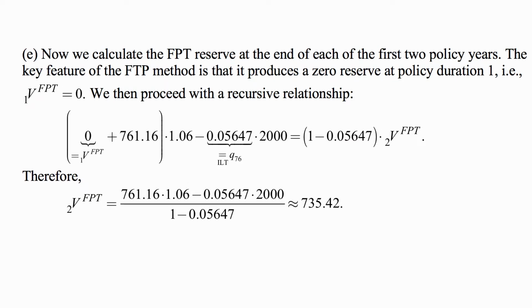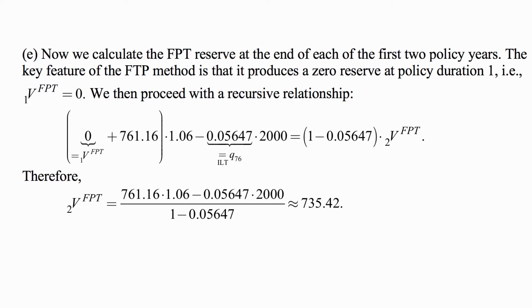Now we calculate the FPT reserve at the end of each of the first 2 policy years. The key feature of the FPT method is that it produces a 0 reserve at policy duration 1, so 1V FPT is 0. We then proceed with the recursive relationship for the reserve at time 2.